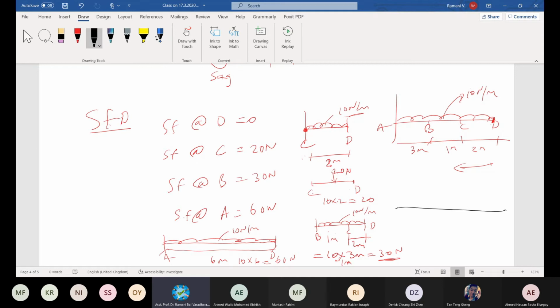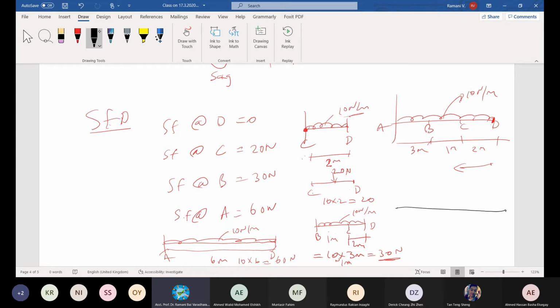Any question in the shear force diagram drawing? No question, right? Okay. Let's draw the diagram. We start from D. You start the value from D, and then you proceed. How much is the value exactly at D? 0, right? From 0 it starts to grow into 20.